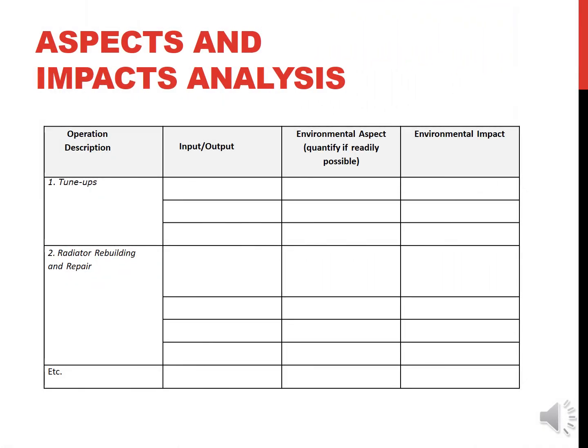You're going to be filling out this table. This is one way to do it, where you list the operation, the inputs and the outputs, and the environmental aspect associated with each input and output, and then the environmental impact, the changes associated with each aspect, for example, generation of waste. So this is the foundation for your analysis, and you're going to want to have everything numbered. This is all described in the assignment for the final paper, so that you can have traceability throughout the analysis.